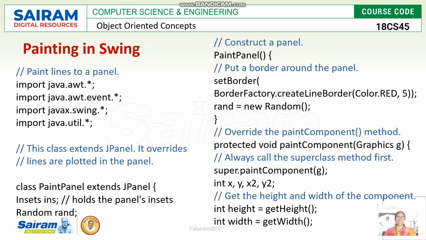Next we can go and see the next example program of how to paint in a swing panel. Here I have taken a Java panel as the example window layout. I am going to show how painting operations can be done in Java swing concepts.